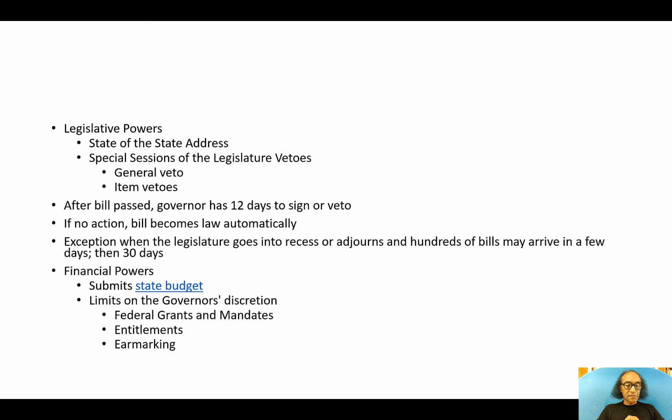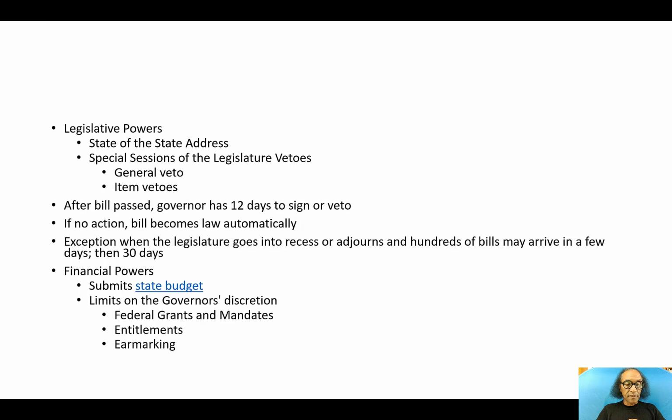The governor has the principal responsibility of preparing the state budget, which is the amount of money that will be needed to run the state government. And that budget is prepared and submitted to the state legislature.